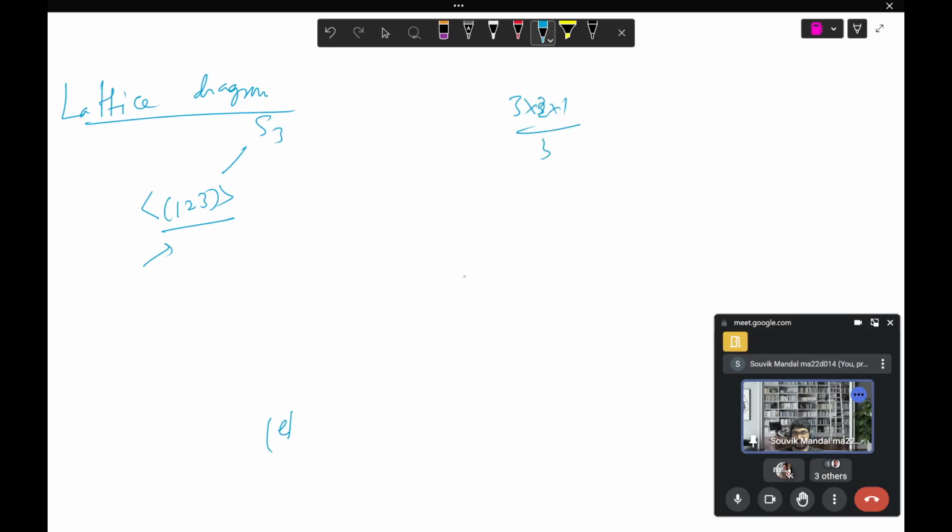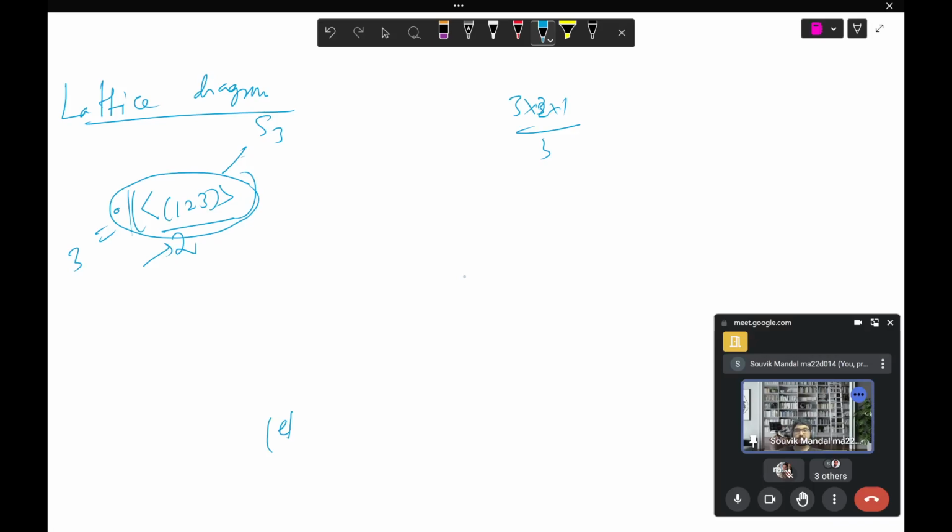Yeah, it's just 2, 3 cycles. Okay. So this is, yeah, 2, 3 cycles, and what is the order of this group? Order of this group is 3 because 3 cycles. So there is a 3 order group. So just below S3, we put this 3 order group.